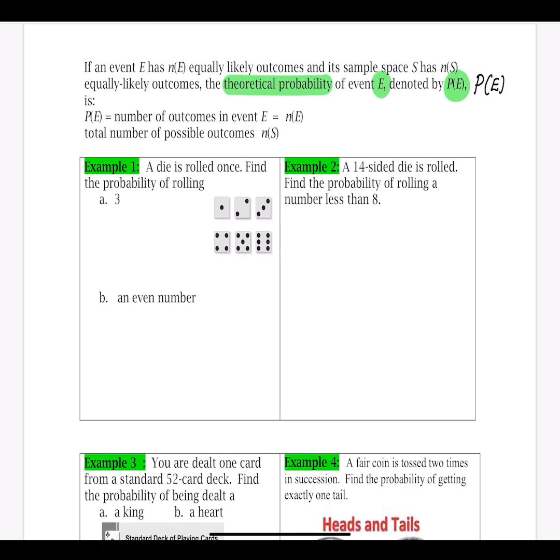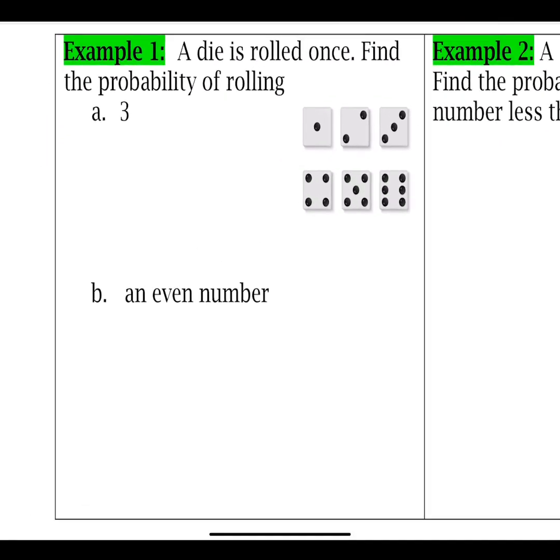So P(E) is equal to the number of outcomes of the event divided by the number of possible outcomes. So this will make much more sense once we start doing the problems. So let's go ahead and dive into problem number 1.